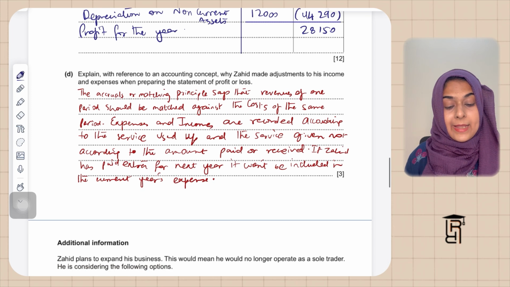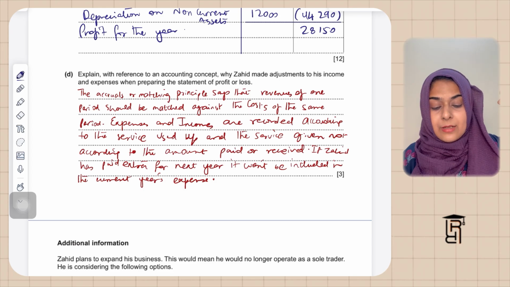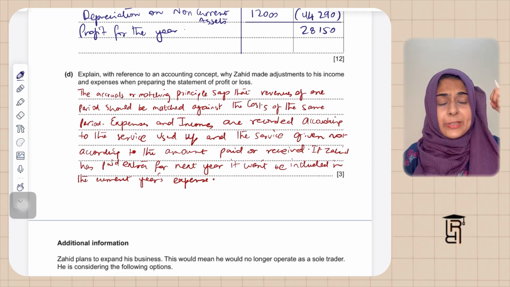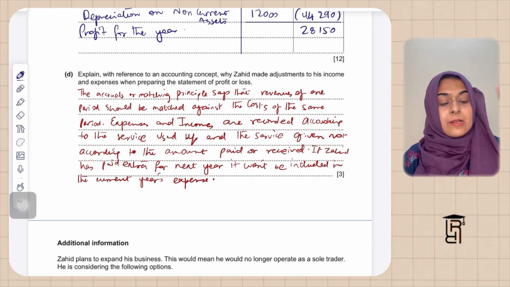And then they're saying, explain with reference to an accounting concept why Zahid made adjustments to his income and expenses when preparing the statement of profit and loss. When you prepare the statement of profit and loss, you basically apply the accruals and matching principle. सही है, हम accruals and matching principle apply करते हुए income statement बनाते हैं. And income statement is based on accruals principle, not on cash principle. So what you have paid for expenses and what you have received for incomes is irrelevant. सही, इनकम वो रिकॉर्ड होती है जितनी सर्विस आपने दी होती है, और एक्सपेंसेस वो रिकॉर्ड होते हैं जितनी सर्विस आपने इस्तेमाल की होती है.